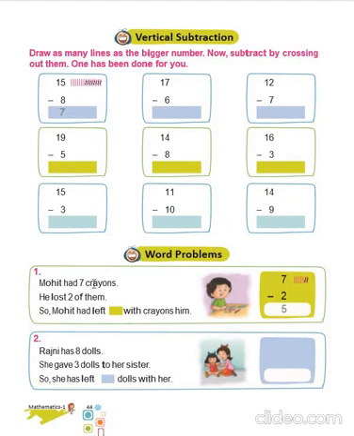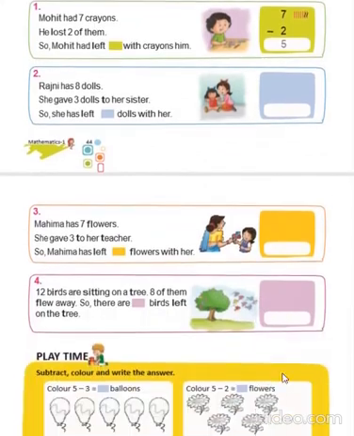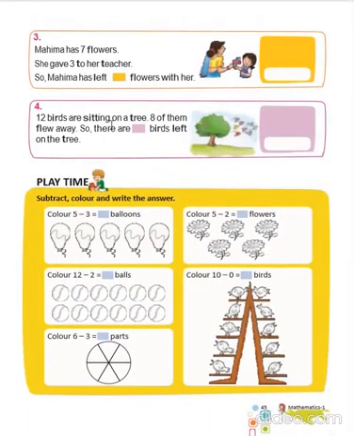Now, word problem. Suppose Mohit had 7 crayons. He lost 2 of them. So, how many are left? 5. Rajni has 8 dolls. She gave 3 dolls to her sister. 8 minus 3 will be 5. Mahima has 7 flowers. She gave 3 to her teacher. 7 minus 3 will be 4. 12 birds are sitting on a tree. 8 of them flew away. So 12 minus 8 will be 4.